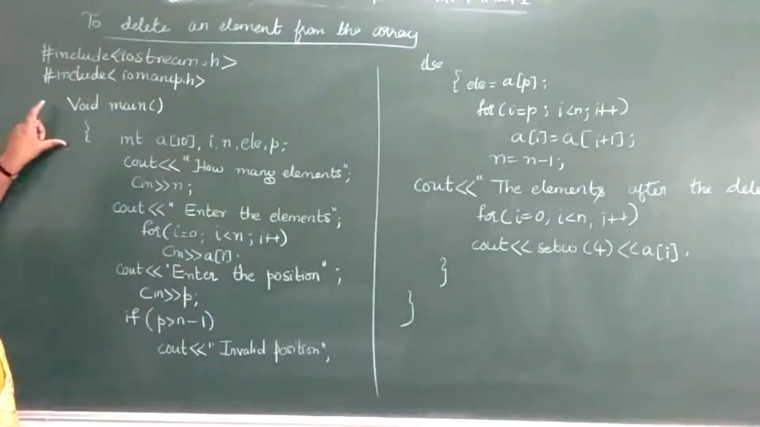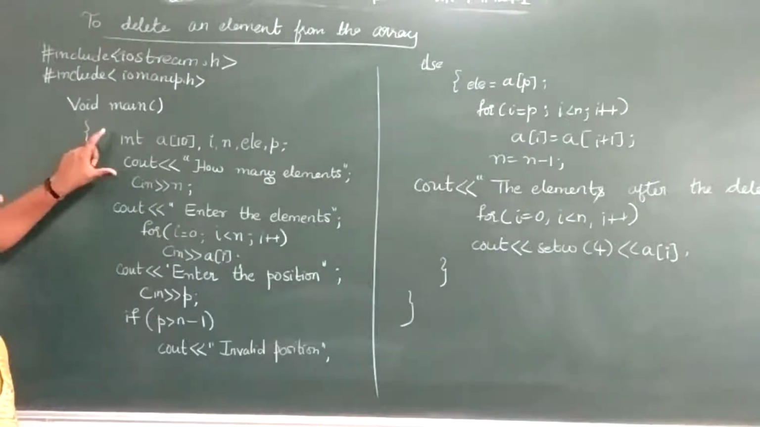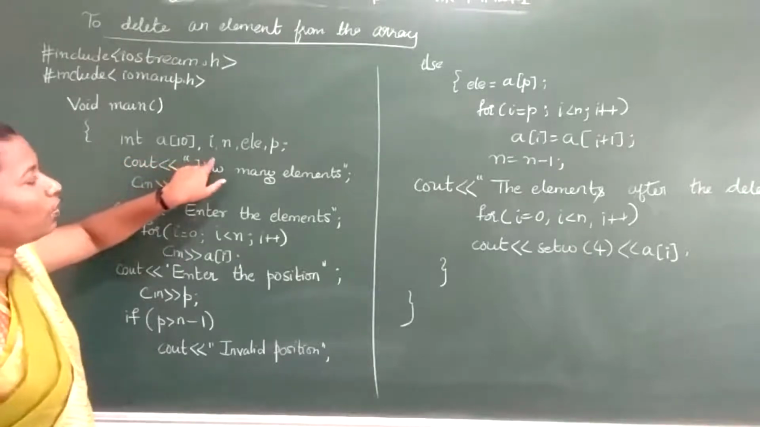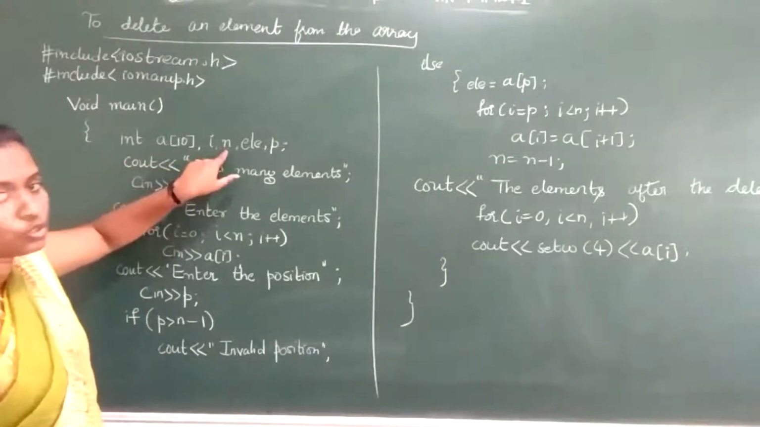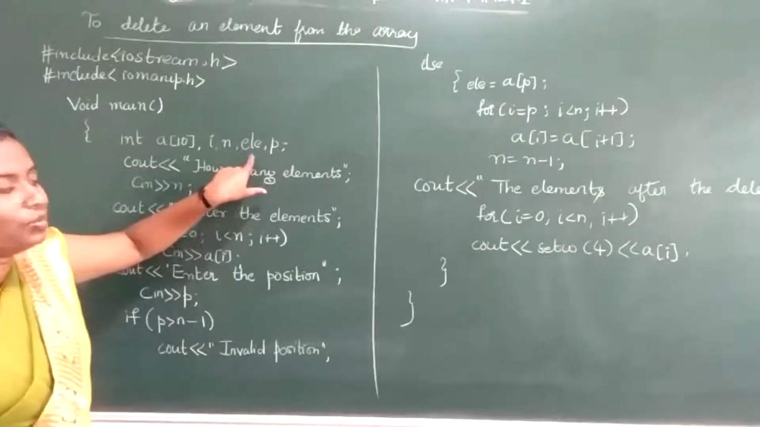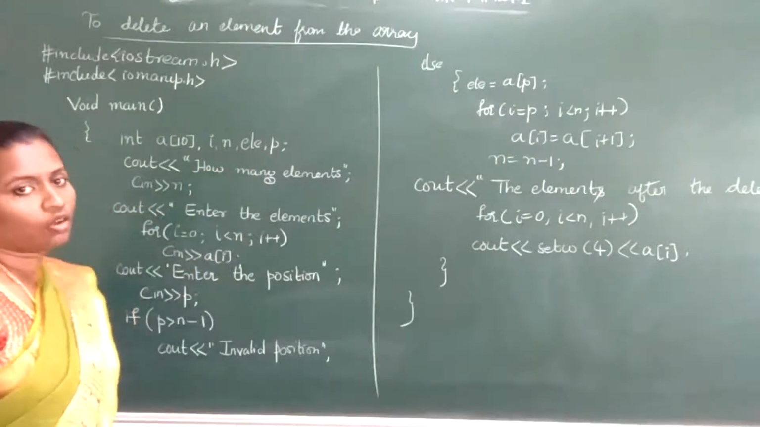Now your program execution begins from the main function. This is your declaration part. In integer, I have just declared an array. I is used in the for loop. N is to store the number of elements. Element is to store the element to be deleted. P is the position.